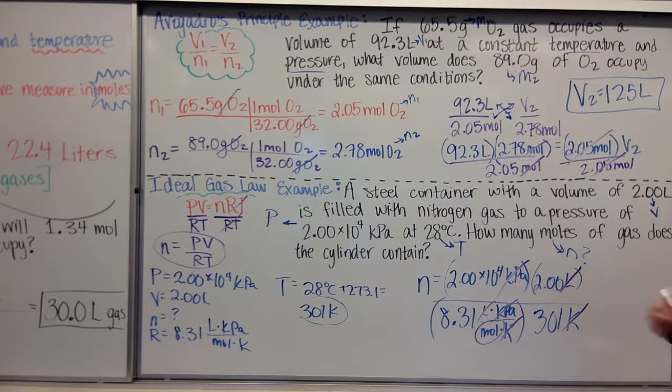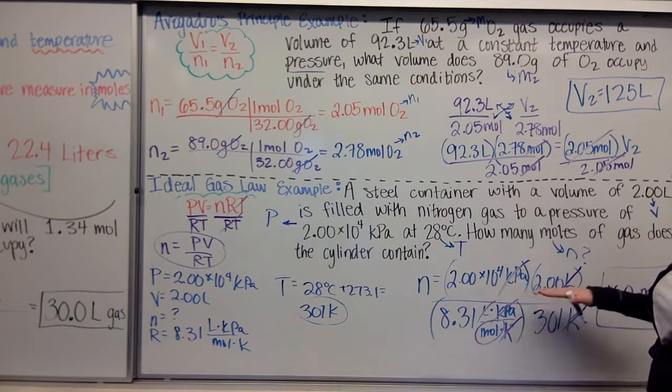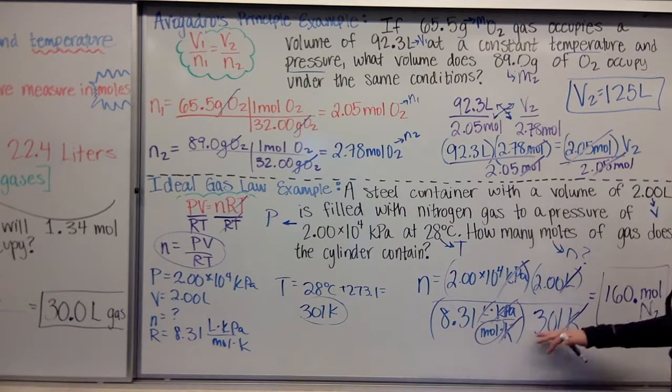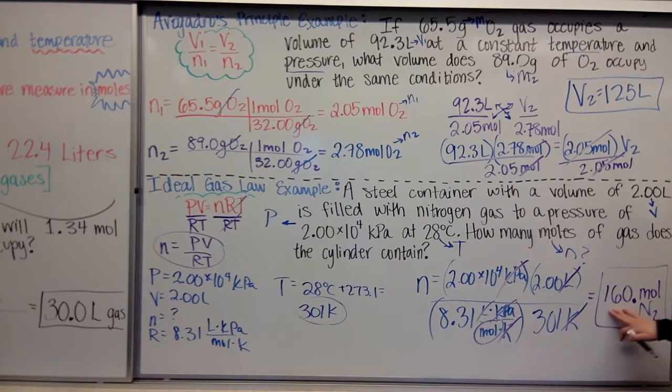Right? Now when you do that math, you get 160 moles of nitrogen gas. And of course, we want to make sure that we are including a decimal here because we want to show 3 sig figs. We have 3 sig figs in each value. So our answer, 160, needs to have that decimal place.